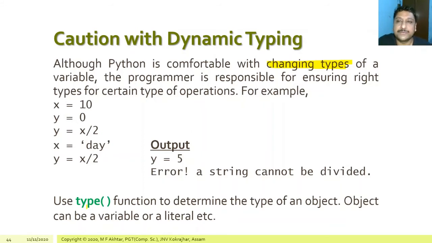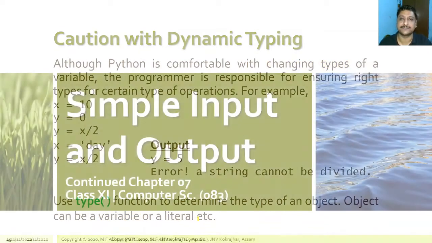So to check which type of data a variable becomes, we can use the type function to check the data type of a variable. Use the type function to determine the type of an object. An object can be a variable or a literal string. We can check the type of any variable or any literal, any value also. Use the type function to check which type of data it is containing.